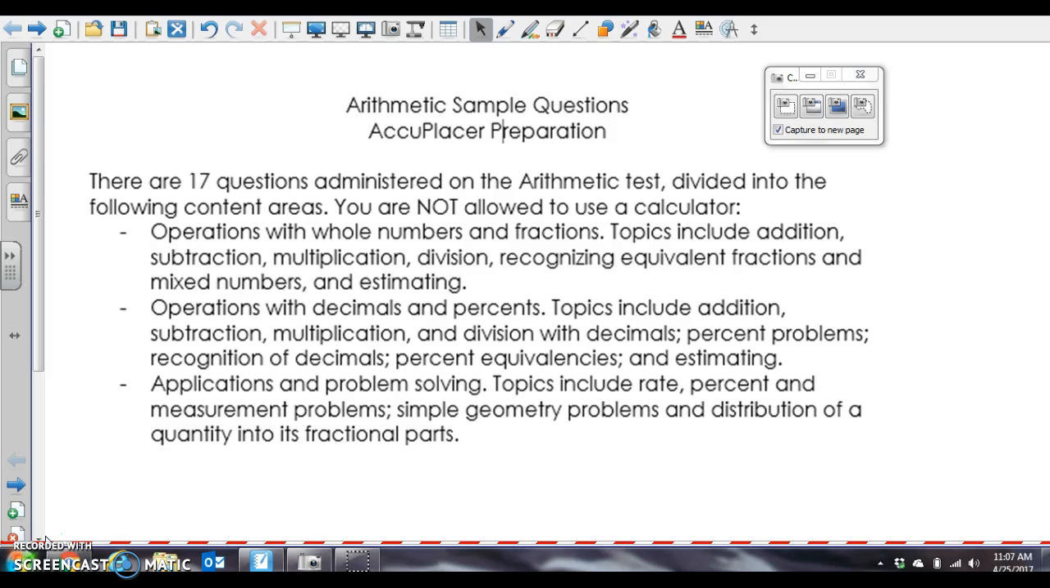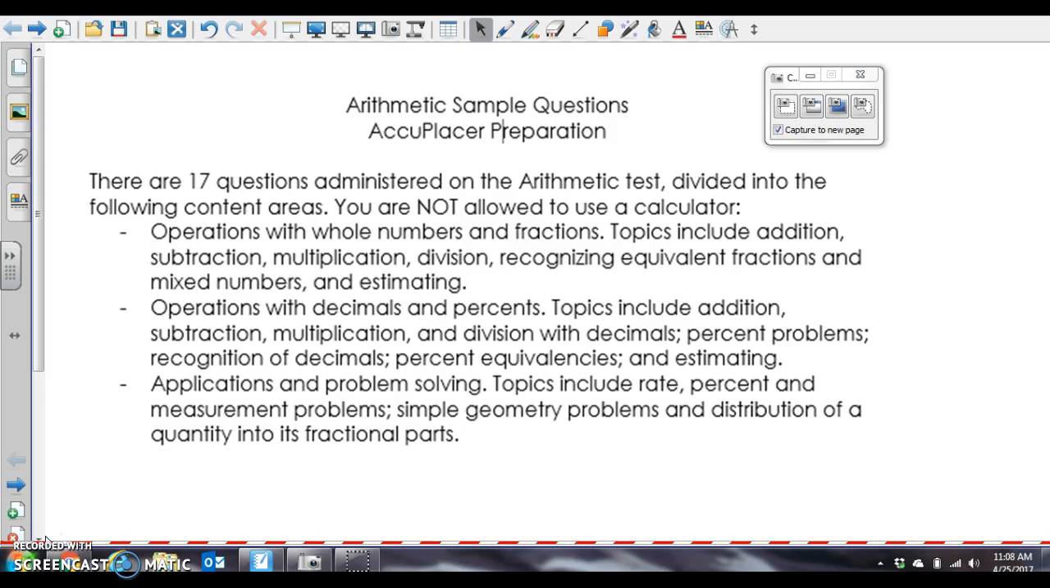Okay, so there's operations with whole numbers and fractions, including addition, subtraction, multiplication, division, recognizing equivalent fractions, mixed numbers, and estimating. Some of the questions on here are actually harder than the questions that are on the AccuPlacer, but we're just trying to get you to remember how to do all the different types of things that you could see on the AccuPlacer.